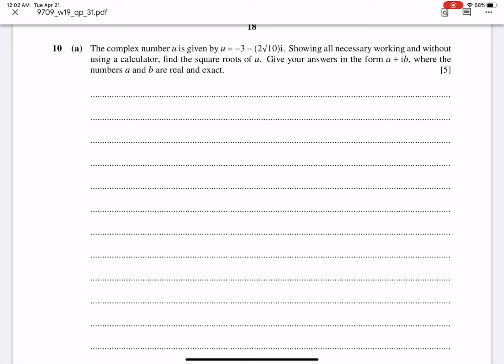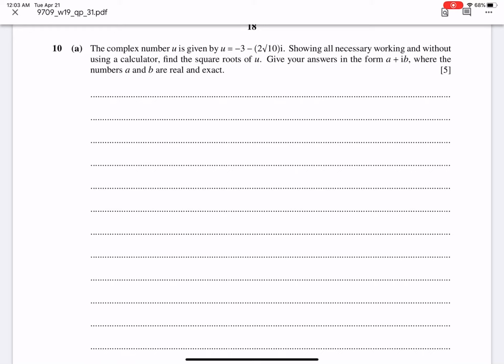Hi everyone, welcome back. So I decided to continue my past paper questions. This question is on complex numbers. There's a lot of demand among the children who study A2 level. They find complex numbers a bit challenging, and I thought let me solve this question.